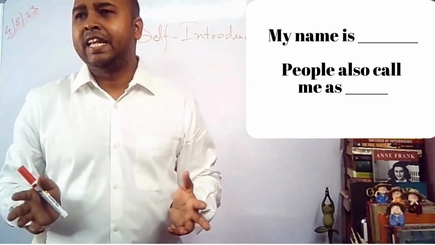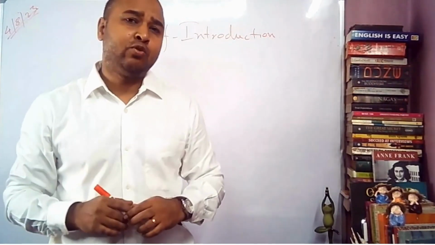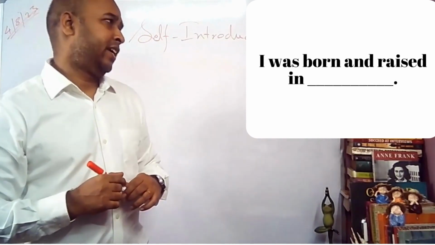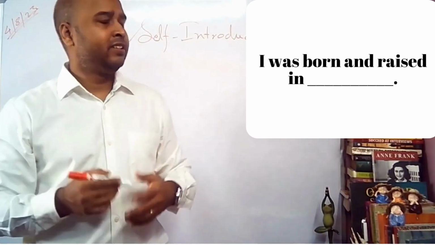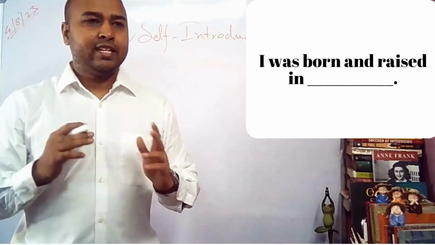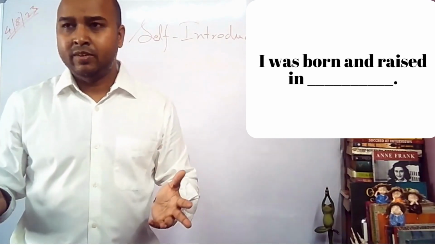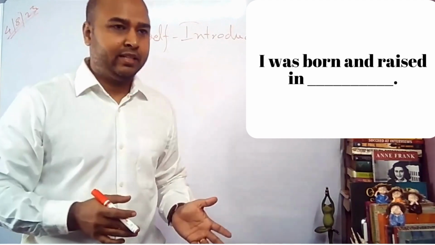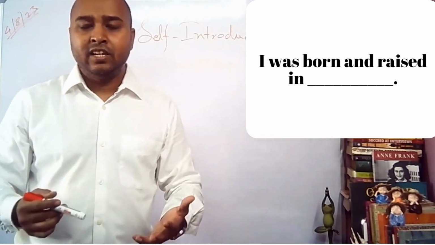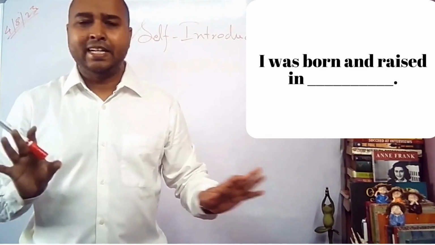So what do you think the next step would be? Any guesses? So the next step of the introduction is I was born and raised in dash. Please make a note of this, everyone. So the next step you would say I was born and raised in the place's name. Let's suppose you're born in a different place and raised in a different place. You would say I was born in London and raised in New York. That's just an example. You can write it in that way.